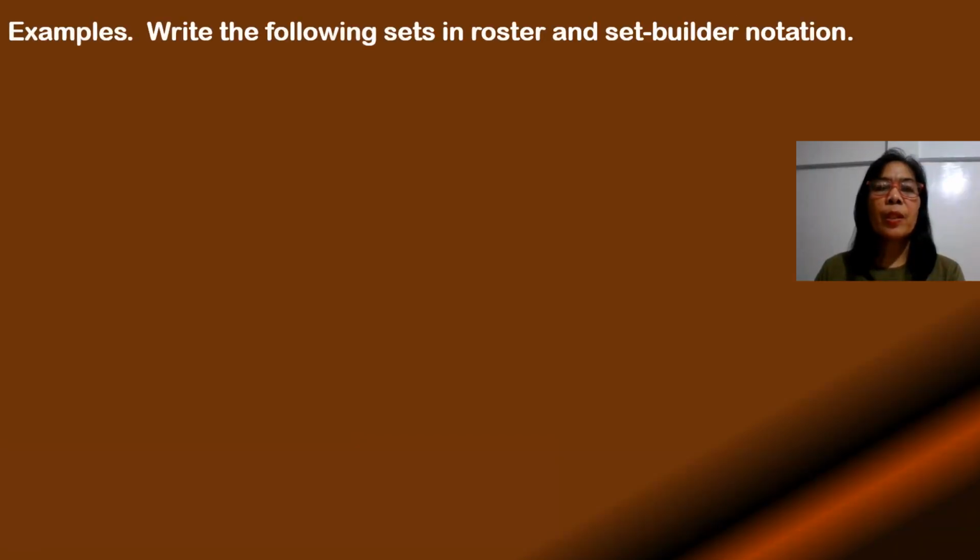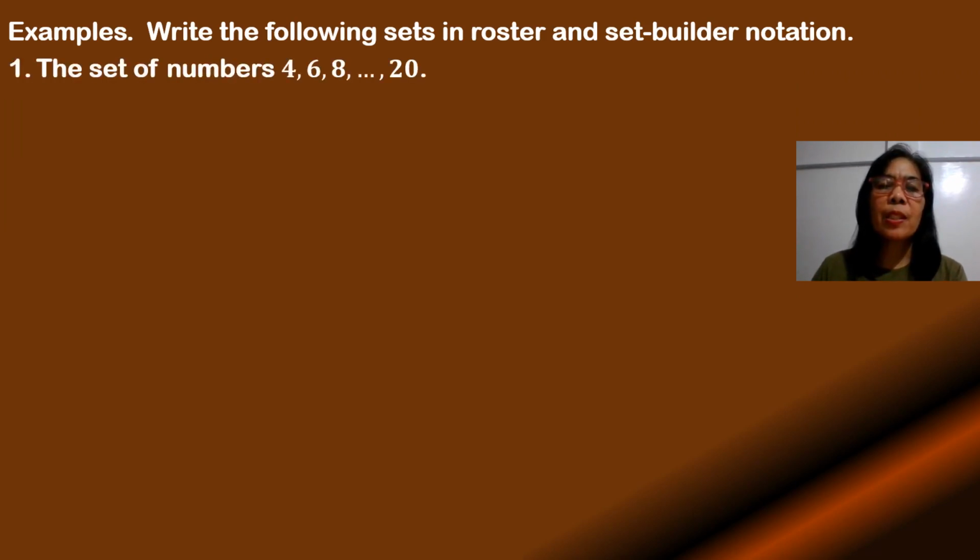Let us have more examples on writing sets in roster and set builder notation. The set of numbers 4, 6, 8, and these three dots represent other numbers following the characteristics of 4, 6, and 8 up to 20. In the roster method, we can just write this one as A is the set of numbers 4, 6, 8, and other numbers up to 20.